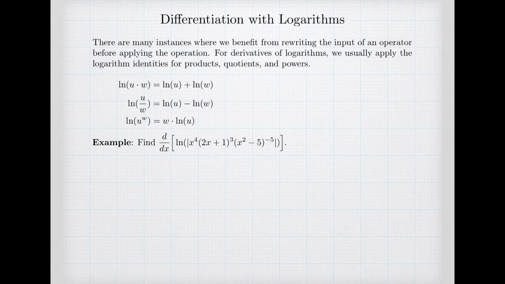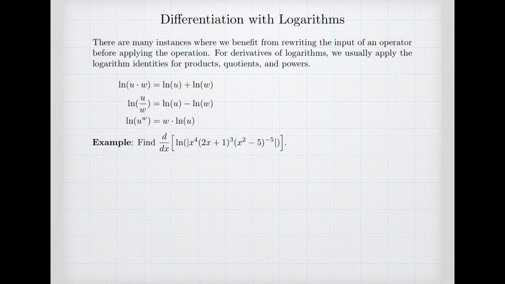Once we know how to find the derivative of the logarithm of an expression, we can use that to help us calculate a number of problems. Now, one thing that we need to be aware of is that there are many instances where we benefit from rewriting the input of our derivative before we use the operation itself. For logarithms, we have 3 rules. That a logarithm can be rewritten when I have a product, when I have a quotient, and when I have a power.